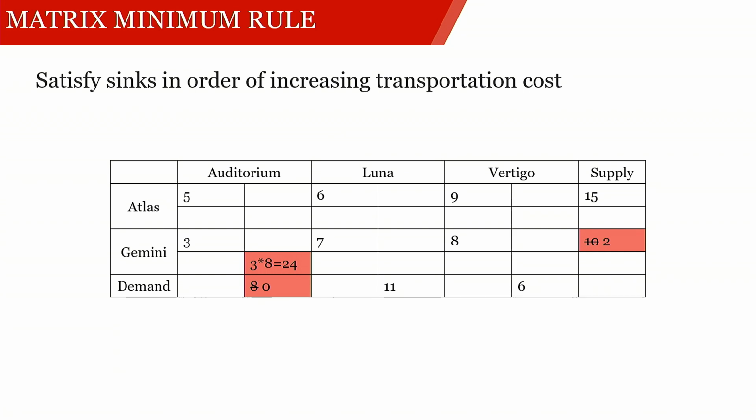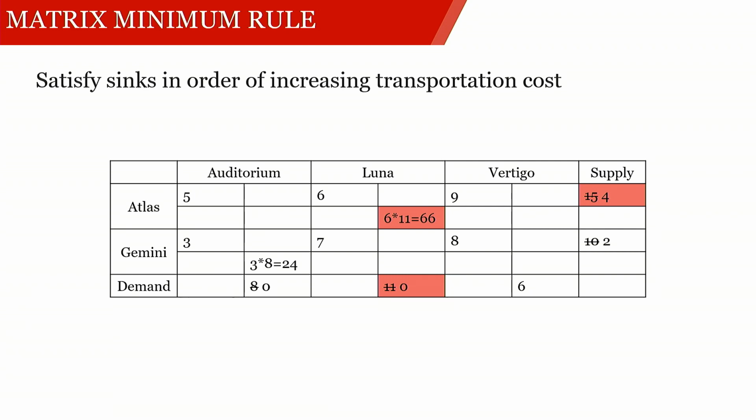Then we move on to the second cheapest, which would be Atlas Auditorium, but this doesn't help us anymore because here all of the demand of auditorium is actually already covered. Then we move on to the third cheapest option, which is Atlas Luna, and we satisfy as much demand as possible, which in this case is the full demand at Luna. So then we move on to Gemini Luna, which is the next cheapest option, but we also see that we have no demand left at Luna, so we satisfy nothing from there.